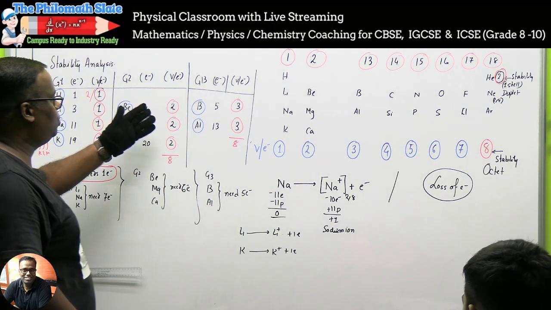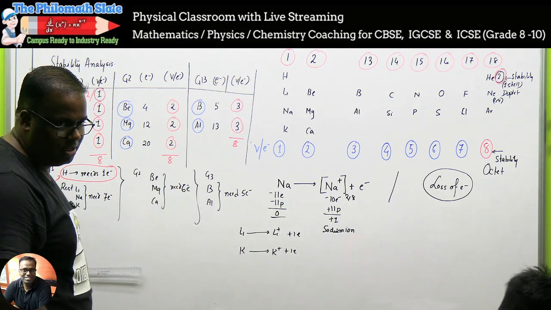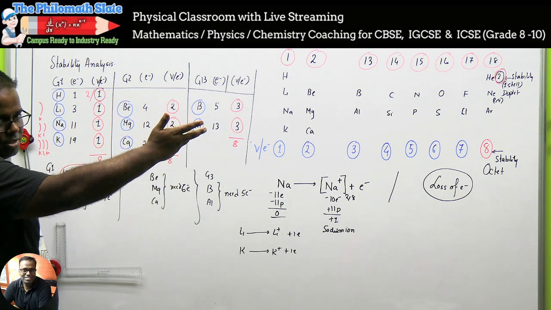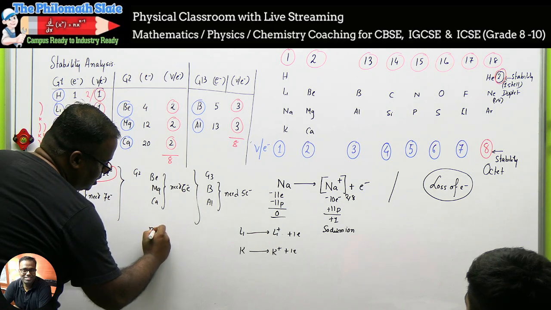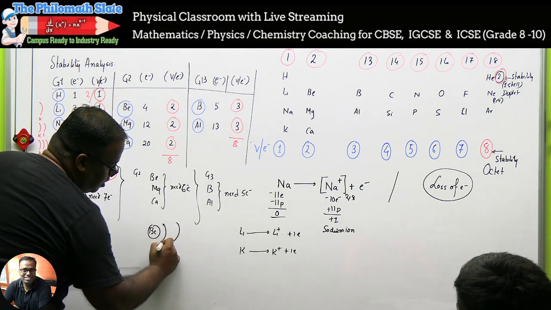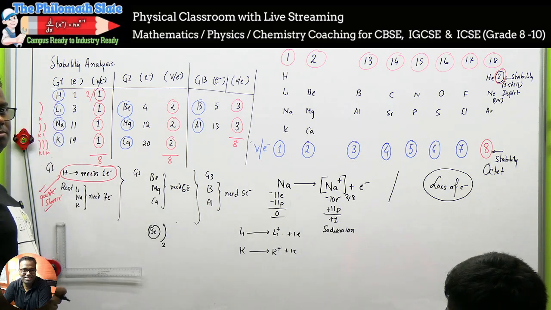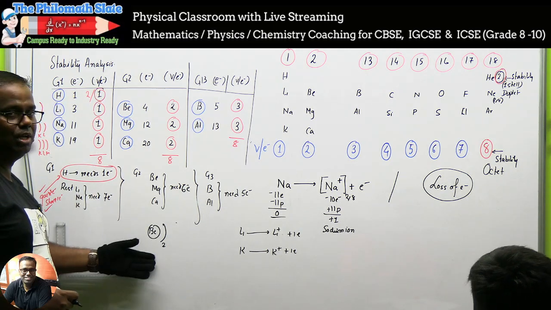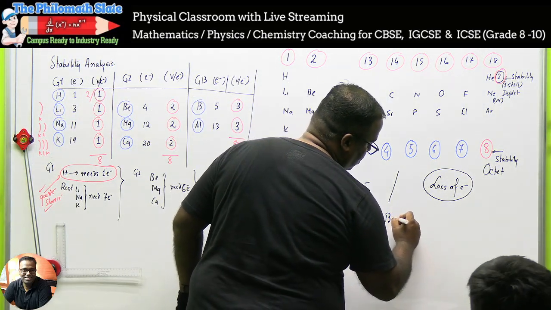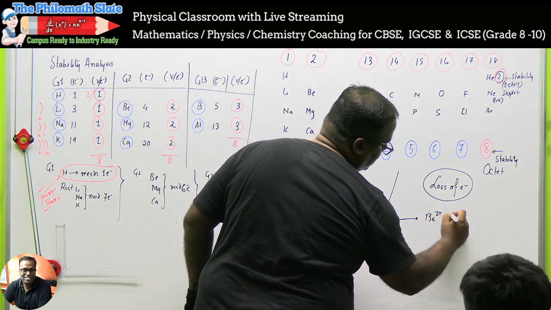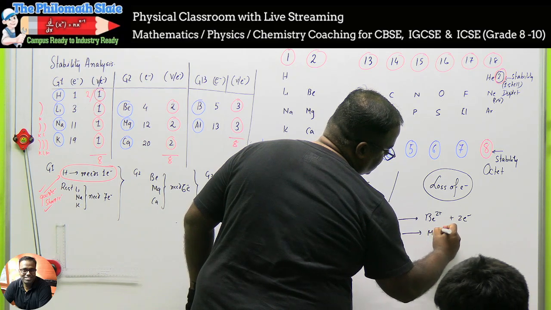So let's see at group 2. The group 2s will lose 2 electrons. How many electrons does beryllium have? Look at beryllium. What is the electronic configuration of beryllium? 2, 2. If you cut off 2, it becomes helium. So in group 2, you will always find beryllium will be actually forming beryllium 2 plus 2 electron. Similarly, magnesium will form Mg2 plus 2 electrons.